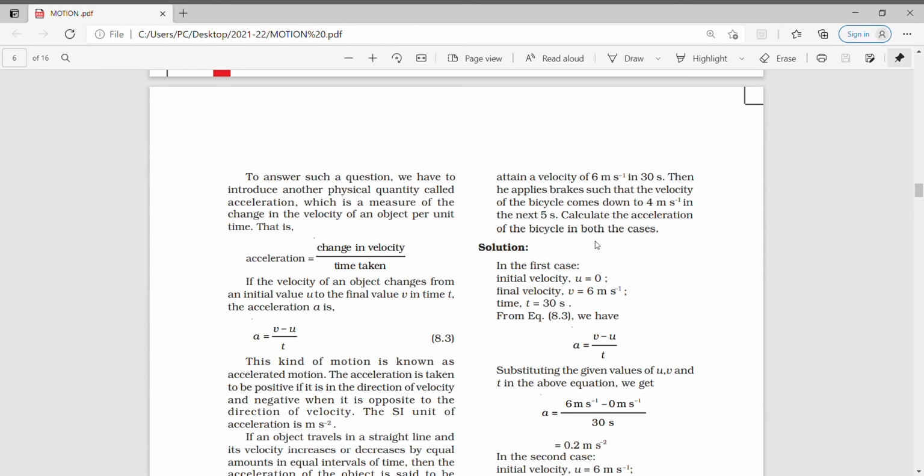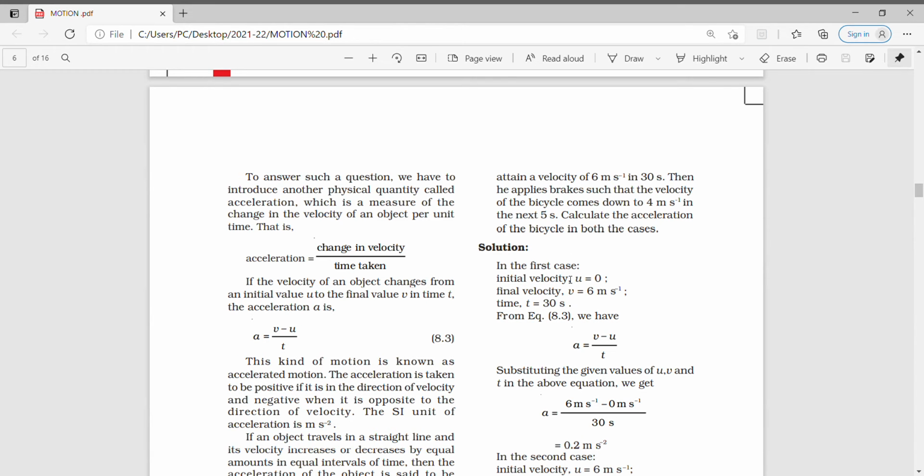So what are the two cases here? In first case, the velocity increases. He starts from stationary position. Stationary position means the body is at rest. So he starts from the position of rest and attains a velocity of 6 meters per second in 30 seconds. This is case 1. And the second case is this. Then he applies brakes and the velocity of the bicycle comes down to 4 meter per second in 5 seconds. So this is second case. So we are to calculate acceleration for both the cases.